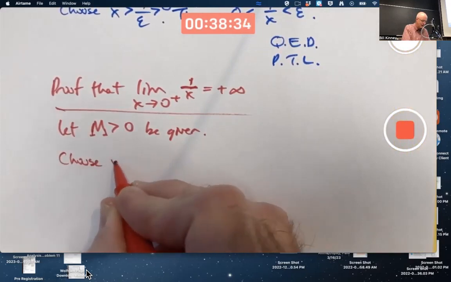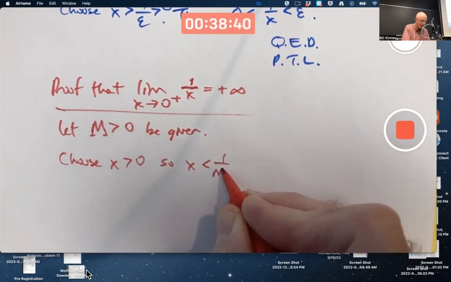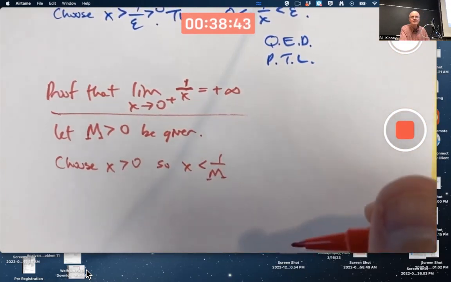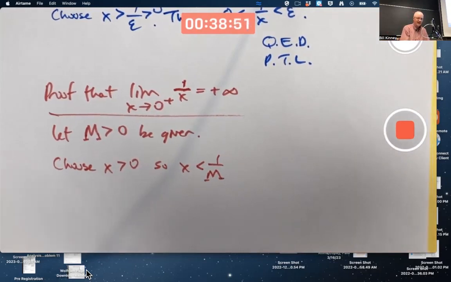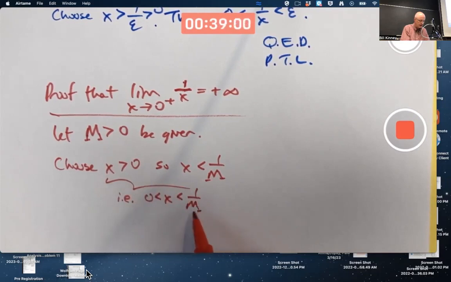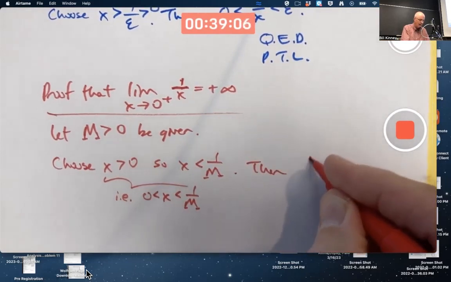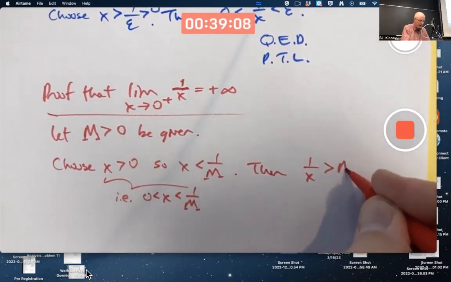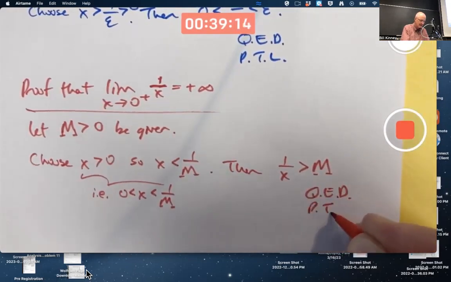Choose x greater than 0, so x is less than 1 over capital M. If capital M is really humongous, 1 over capital M is really tiny. x is really close to 0. I maybe didn't need to write it in two clauses there. I could have just written one thing like this. Then 1 over x, the function output, is bigger than capital M. Done. QED, PTL. That's all you have to do.